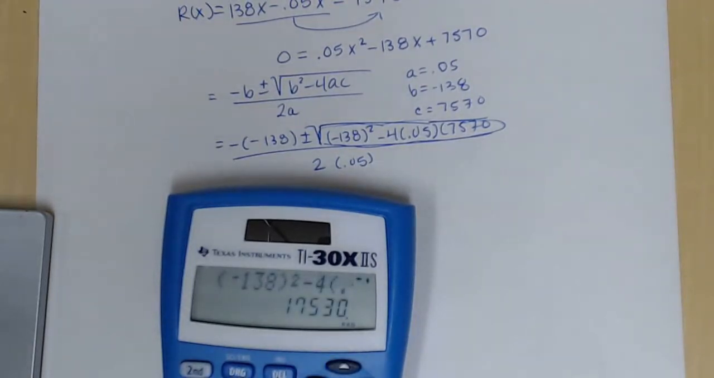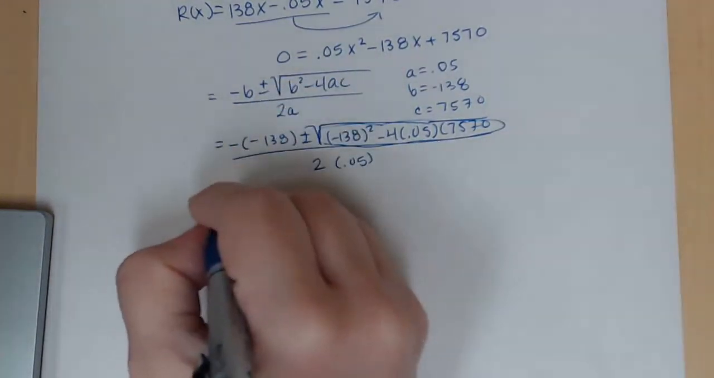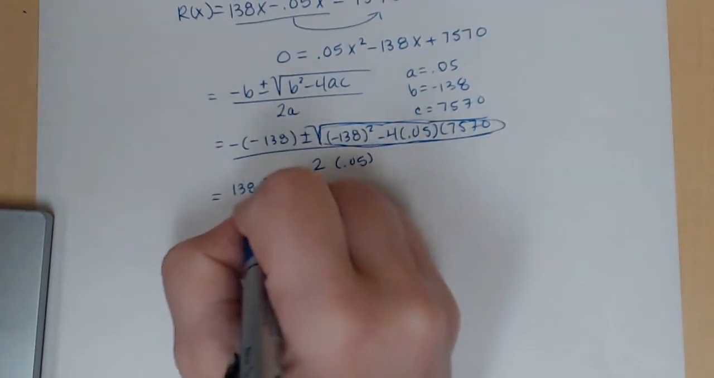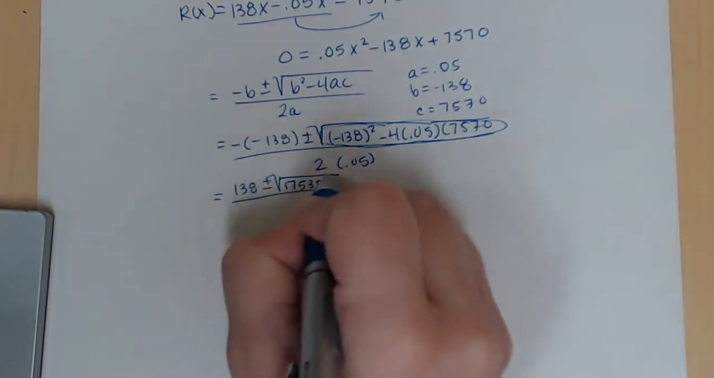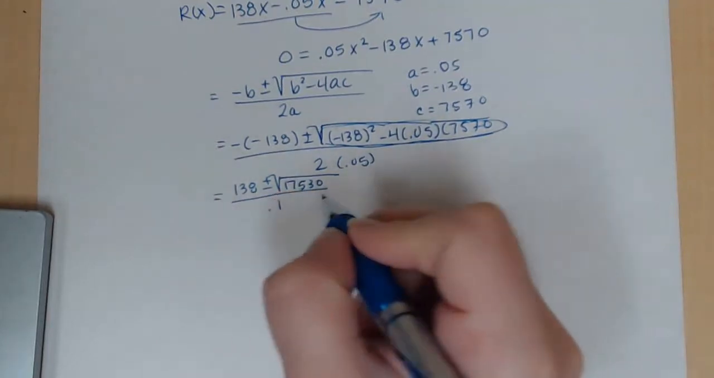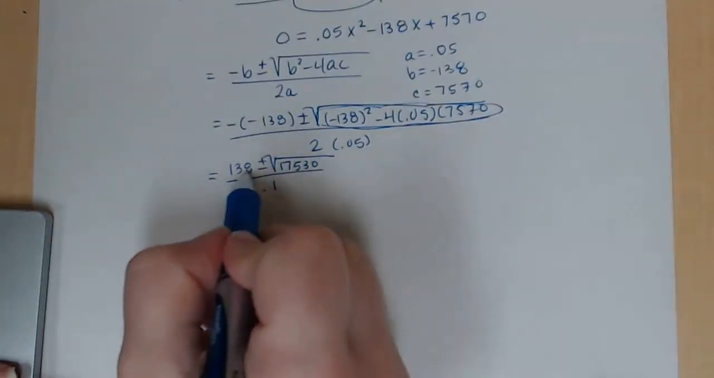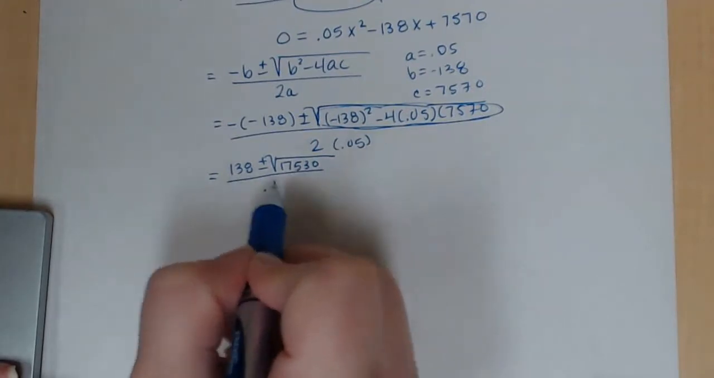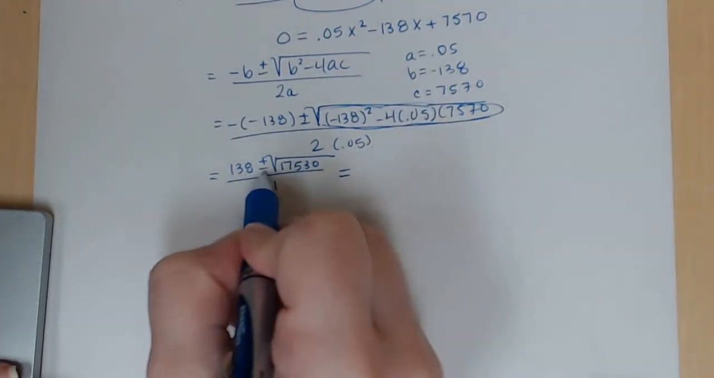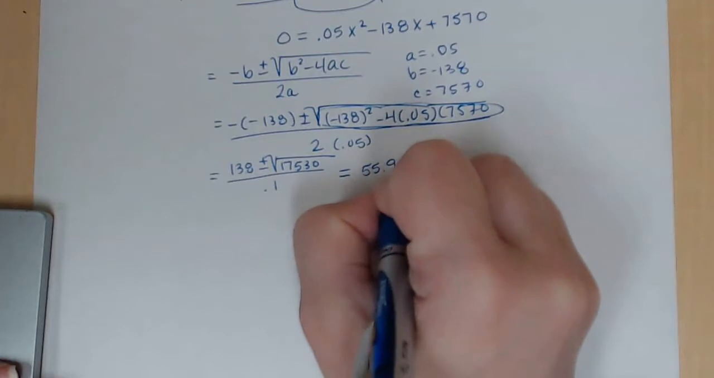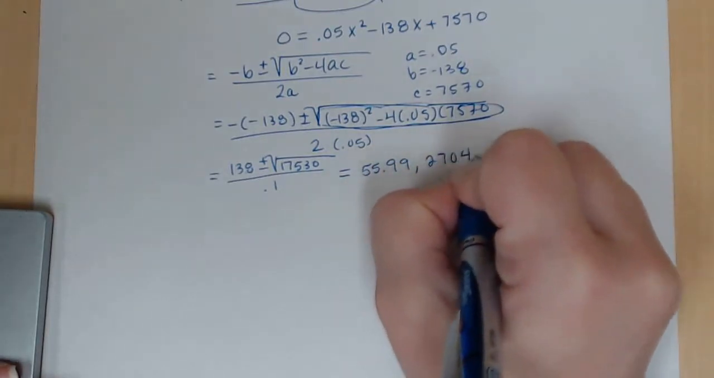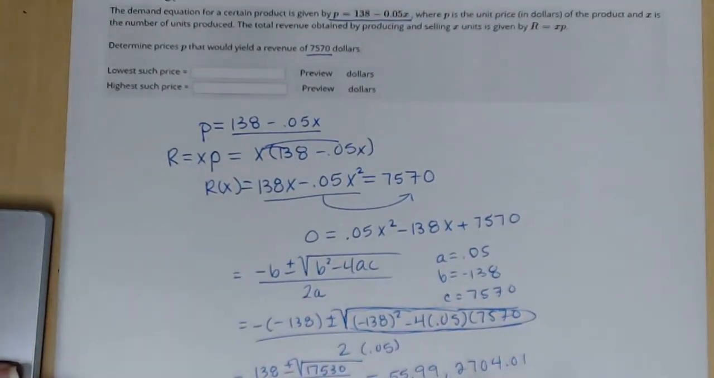And that gave me 17,530. So this would be equal to 138 plus or minus the square root of that number we just got, all over 2 times 0.05, which is 0.1. Now, just like we did before, you do 138 plus that square root, enter, divide it by 0.1, and 138 minus that square root, enter, divide it by 0.1, and you get the values of 55.99 and 2704.01.